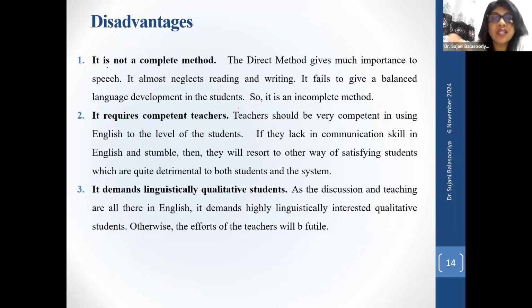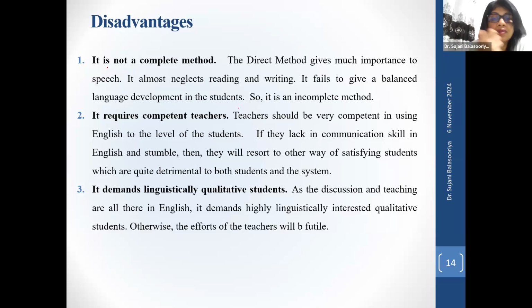And also, another disadvantage: for us to use the direct method, the teacher should be very competent in using English according to the level of the students. But what will happen if the teacher lacks communicative ability or communication skills, right?